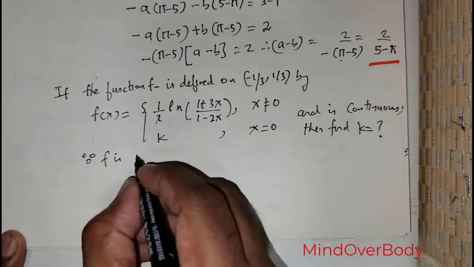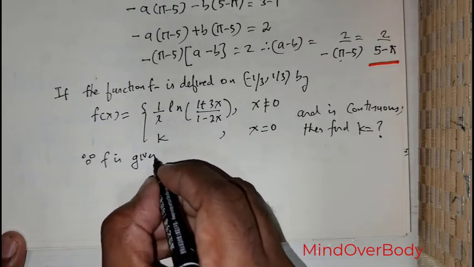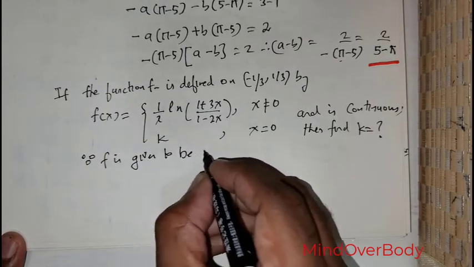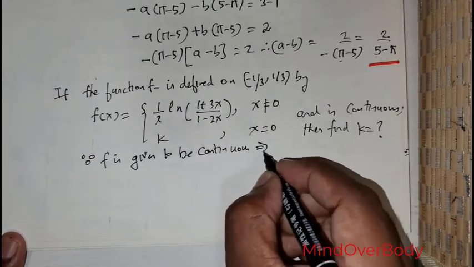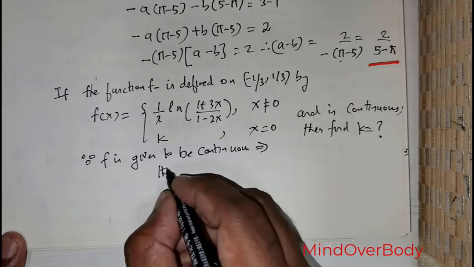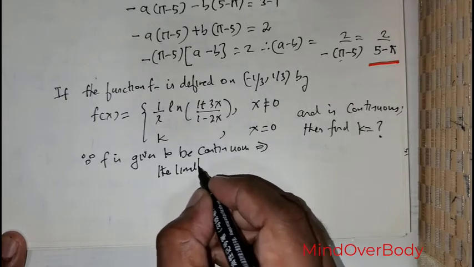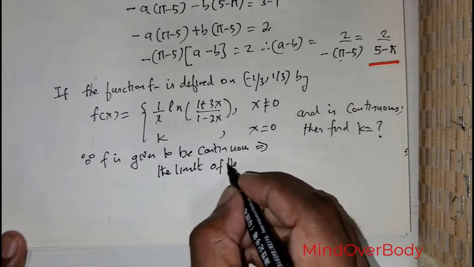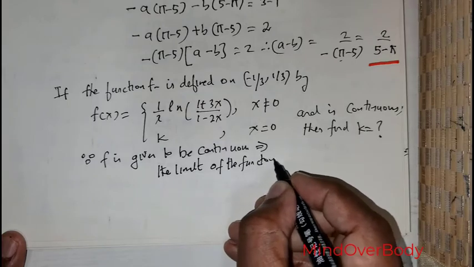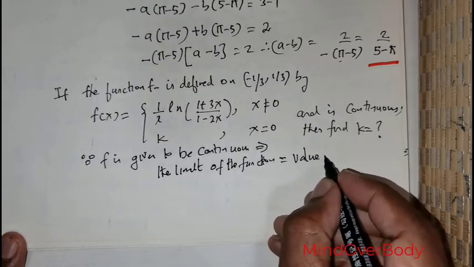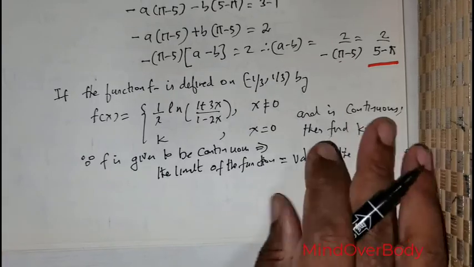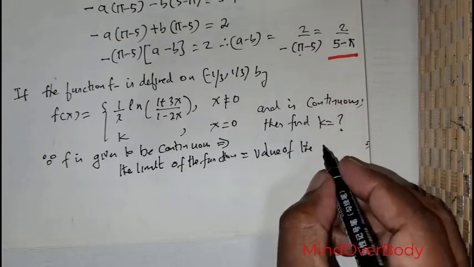Now this is what I'm going to do. Since f is given to be continuous, I'm going to use this concept. This would mean the limit of the function will be equal to the value of the function.